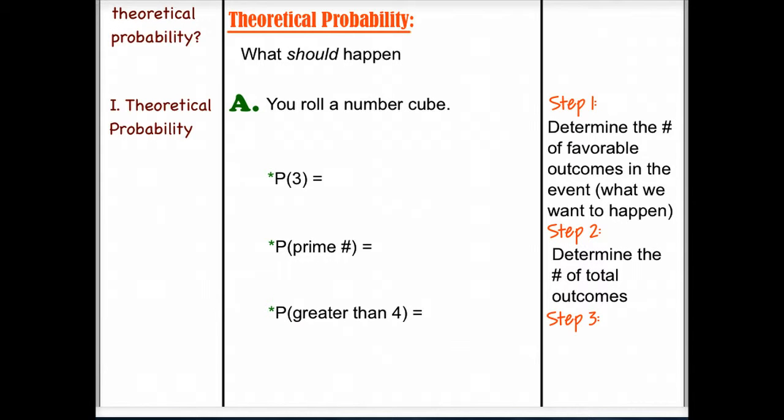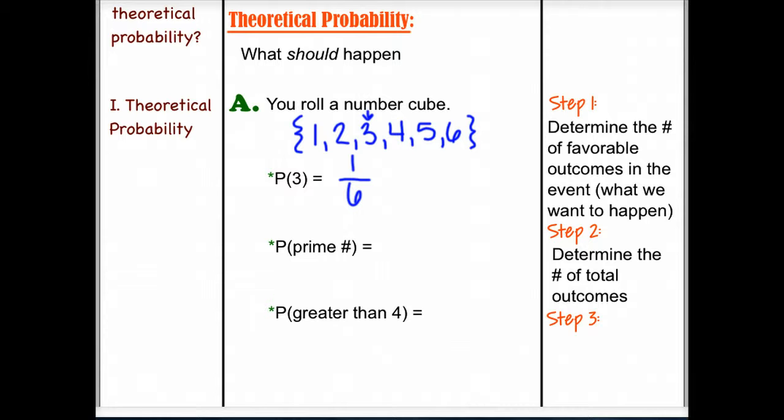So when we roll a number cube, our sample space is going to be either 1, 2, 3, 4, 5, or 6, because we're only rolling one number cube. Well, that's 6 outcomes, so our denominator is going to be 6. We want the probability of rolling a 3. Well, that's 1 out of 6, so it is a 1 in 6 chance.